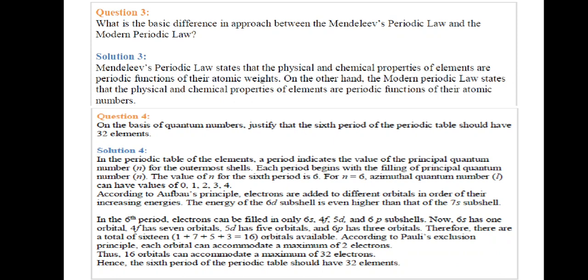Each orbital can accommodate a maximum of 2 electrons. तो 16 orbitals हैं, maximum 2 electrons, तो total electrons is 32. Hence there are 32 elements in the 6th period of the periodic table.